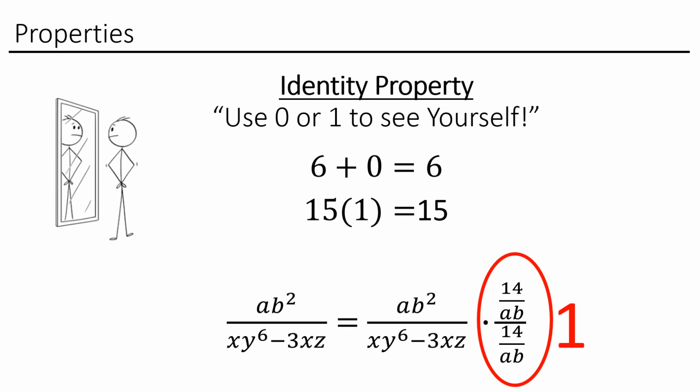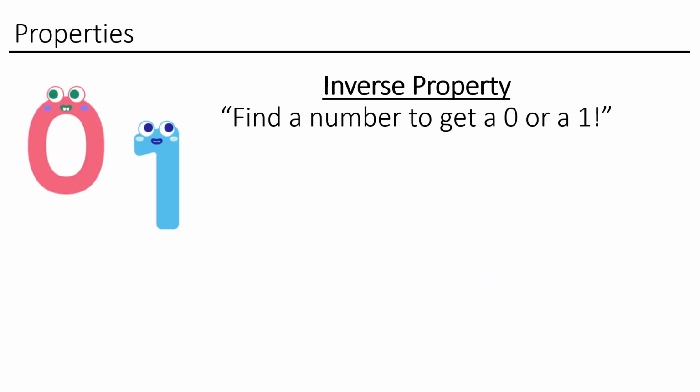There you have it. Okay, our last property is the inverse property. It's similar, but a little bit different. And this one also talks about 0 and 1. So rather than getting yourself back, you're actually going to find a number and you're going to get the answer of 0 or 1. So you're actually looking for a 0 or a 1 as your answer. So that's where this is a little bit different.